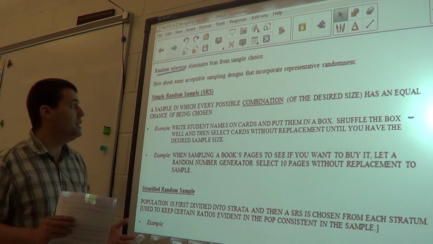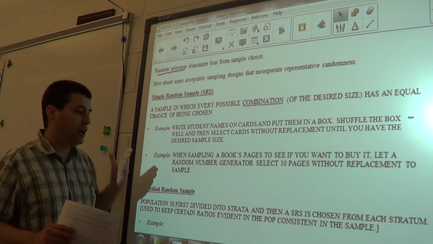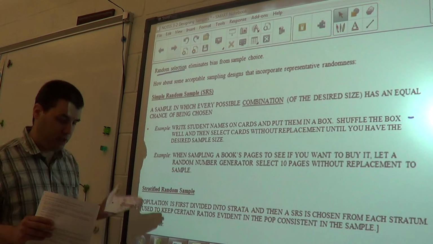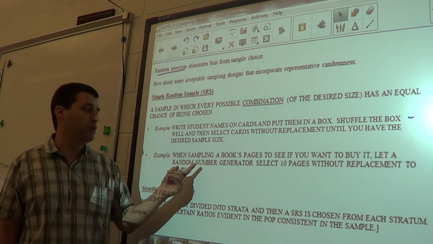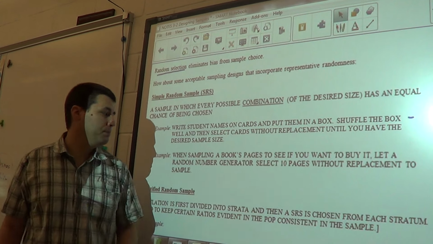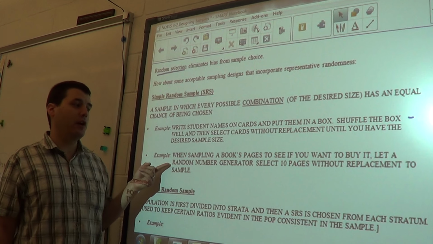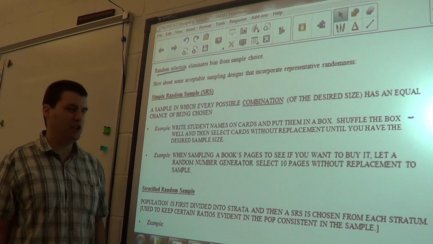So I'm going to use that idea of sampling from a book in all of my upcoming examples to have a nice kind of line go through all these that we can connect and compare. So let's say when sampling a book's pages to see if you want to buy it, let a random number generator select 10 pages without replacement to sample.